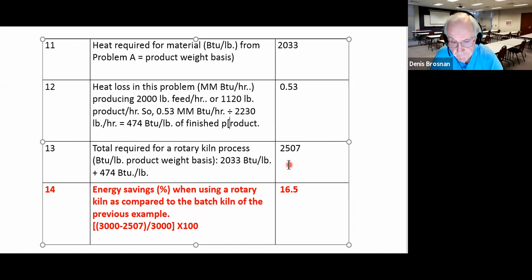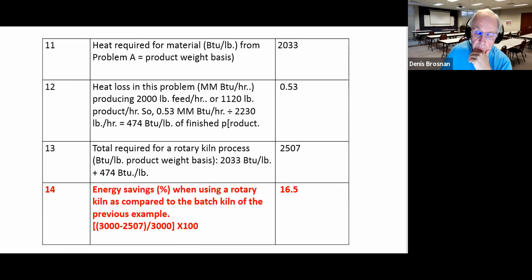Interestingly enough, that's certainly a number that people that track cost can use, but for fun, let's compare this energy savings to using a batch process. It took us 3,000 BTUs per pound in a batch kiln and 2,507 in a continuous kiln. So if we look at the reduction in energy by the little formula here, it turns out to be about 16.5%. Now that's enough to make any accountant happy.